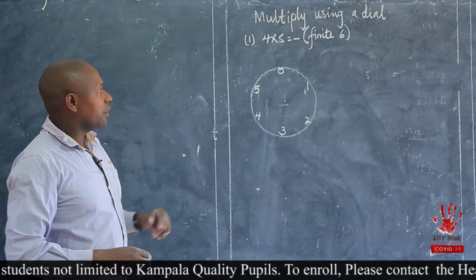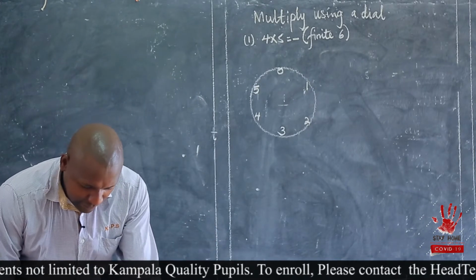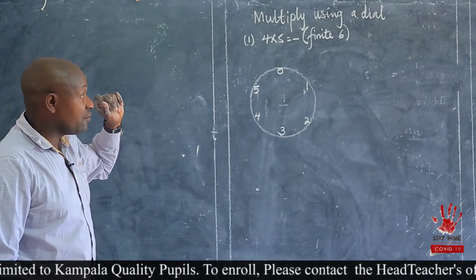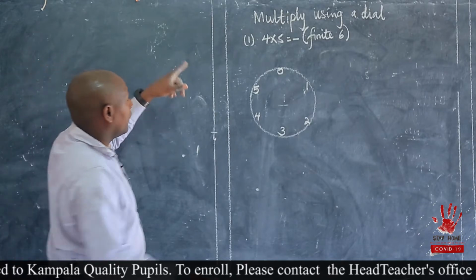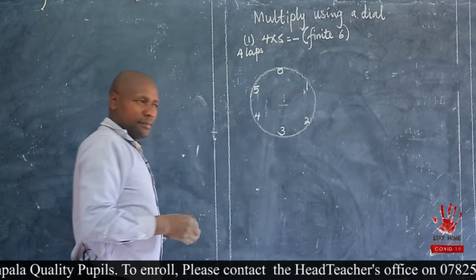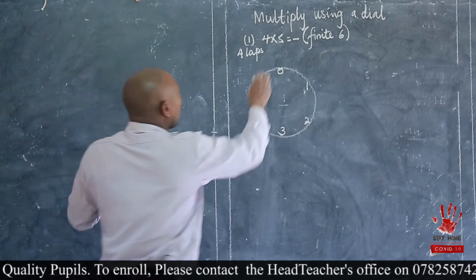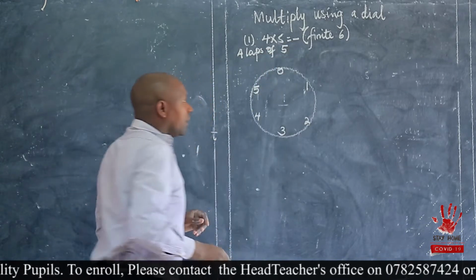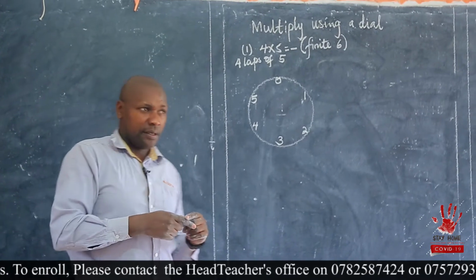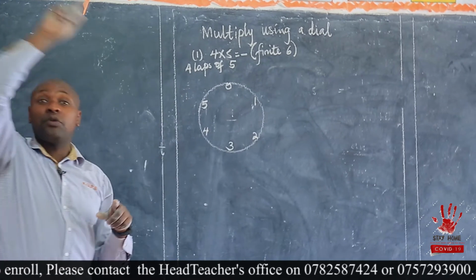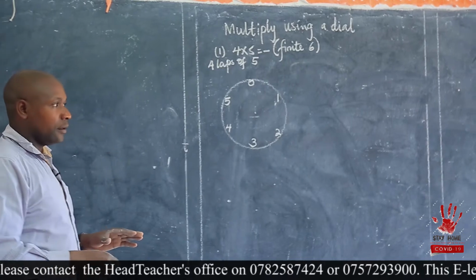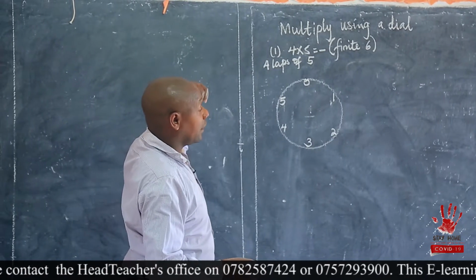Are you there? We said if we are multiplying this, you first interpret it. Before you interpret it, it may not be easy for you. How is it interpreted? We said these are 4 laps. Somebody can call them jumps. These are 4 laps of fives. What does it mean? We shall move laps as we count. They will be 4, but each lap will be covering 5. So follow properly when you go back to the examples that I gave you.